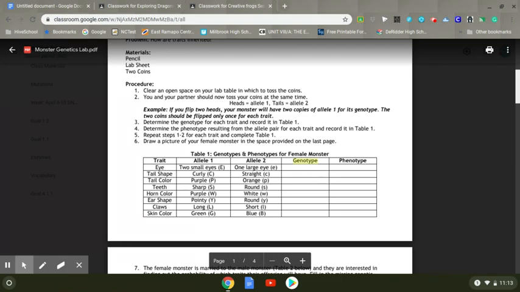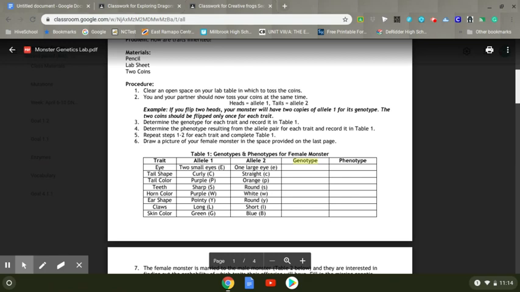The 2 coins should be flipped only once for each trait. So you're going to have 2 coins instead of 1. Sorry, I said that wrong earlier. So for like eye color, down at the bottom, you would flip both coins. In the genotype, if you flipped heads for one of the coins, you're going to have a big E. If you flip tails for the other coin, you're going to have a little e. So the genotype is going to be big E, little e, and the phenotype would be your eye color, which I think they explain later on. So it would be like blue eyes or brown eyes or whatever.